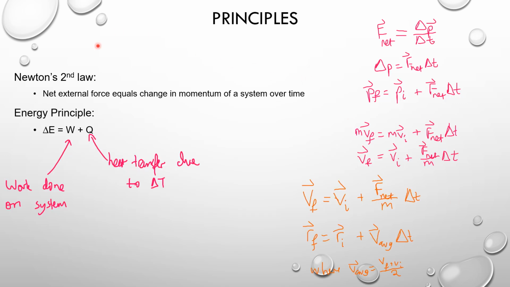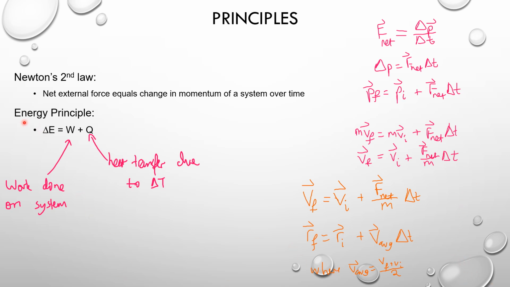So let's talk about our principles. Newton's second law states that net external force equals change in momentum of a system over time. This is important because we're going to use this definition to derive the velocity update formula, which we're going to use later, and also the position update formula.